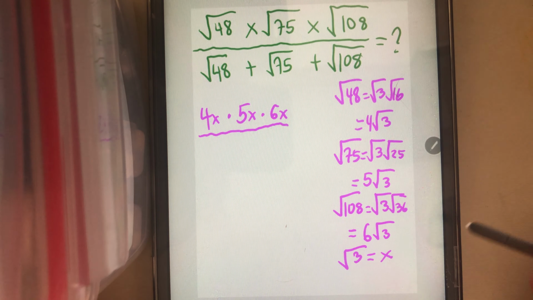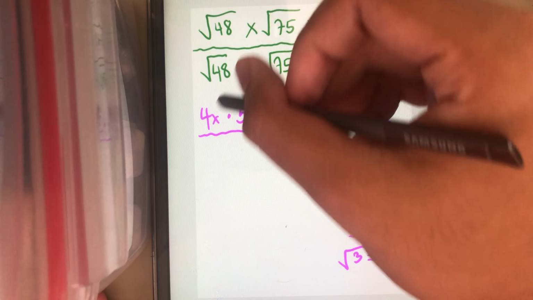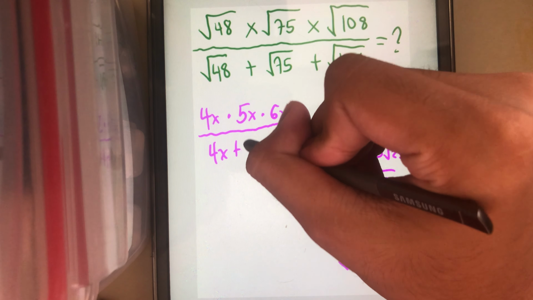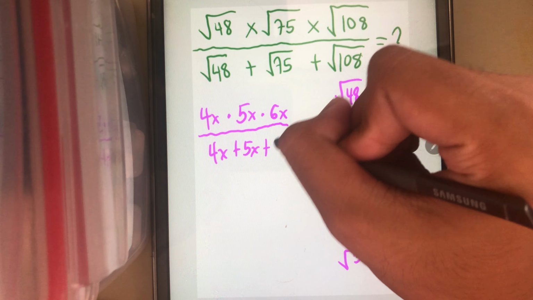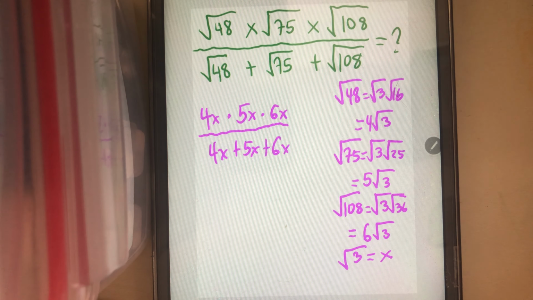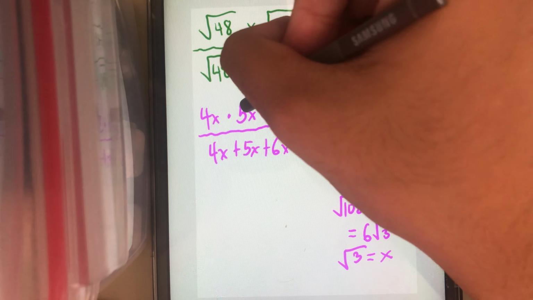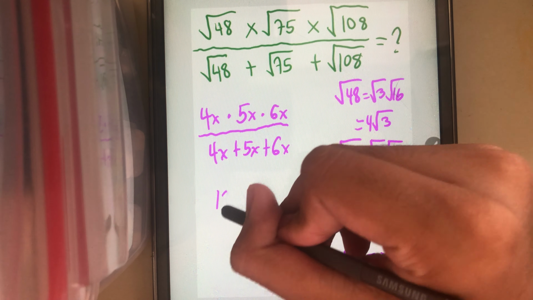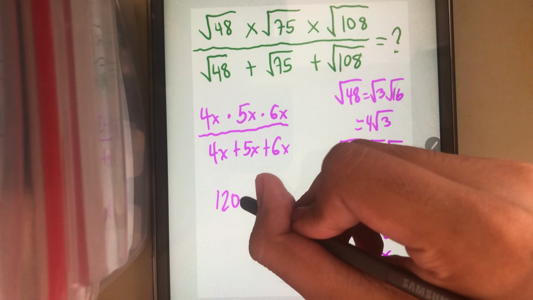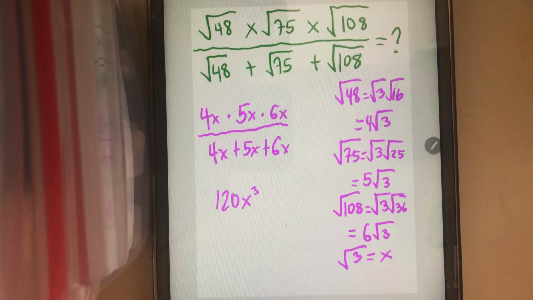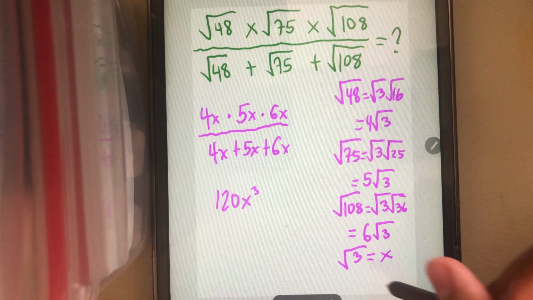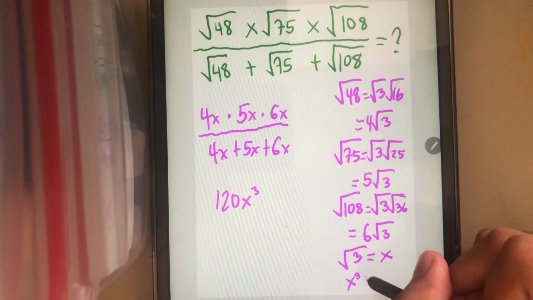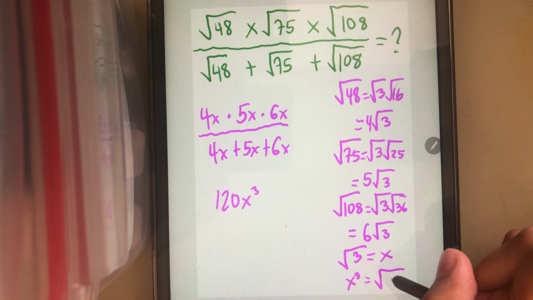We'll do the same thing with this addition. It's 4x plus 5x plus 6x. 4 times 5 times 6 is 120. And x multiplied 3 times is x cubed. The cube of 3 is 27. So our x cubed is equal to square root of 27.